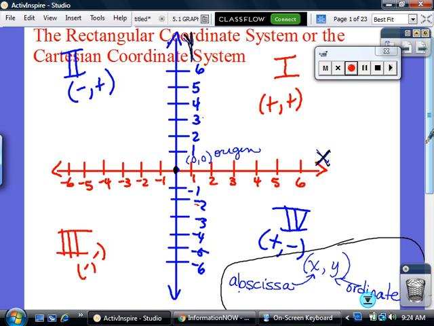The x coordinate is called the abscissa. The y is called the ordinate. Is that easy stuff right there? Does anybody have a question? Abscissa. A-B-S-C-I-S-S-A. We still copying a few things? Okay.